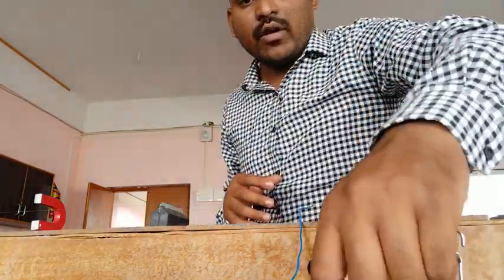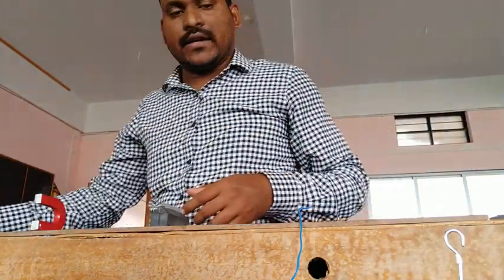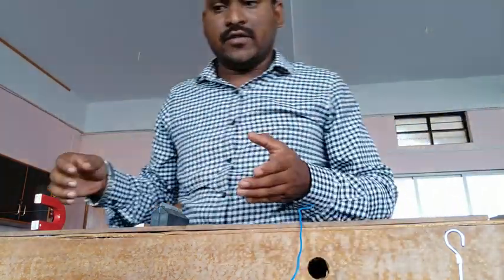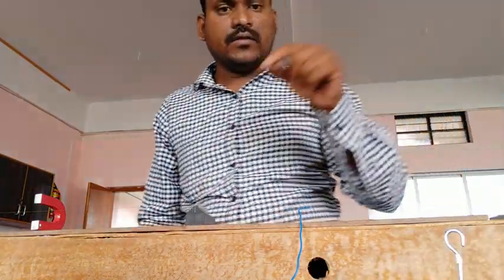For the second reading, again I put weight on the hanger, and the same reading procedure continues. Again we find where we get the maximum amplitude, and I will note it down. Then for the third reading, again you add 20 gram. Take 5 or 6 readings and put these values in a graph.